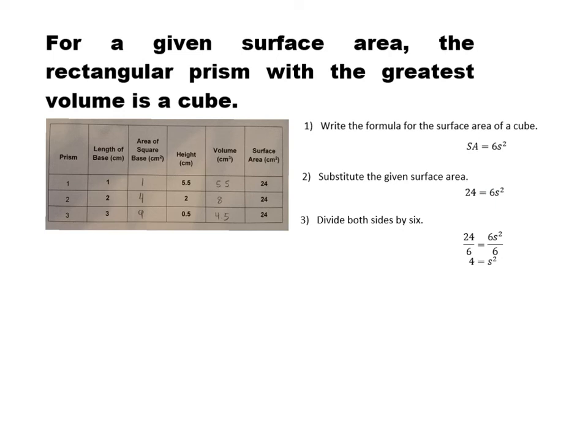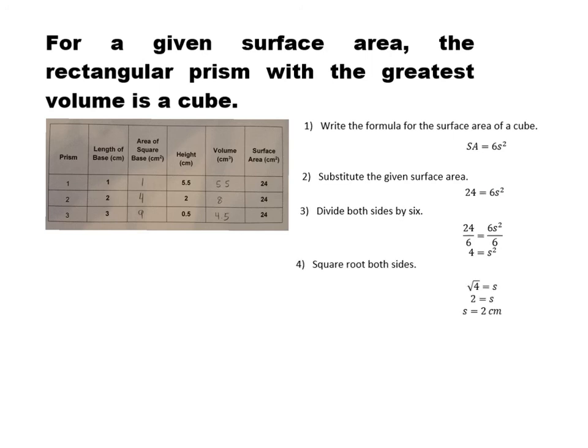And again, now I'm still trying to isolate s. S is being squared, so to isolate s, I need to square root it. And if I square root s squared, I'm going to have to also square root 4. So my next step is to square root both sides of the equation. When I square root both sides, I end up getting that s equals 2 centimeters. That tells me the side length of my cube.